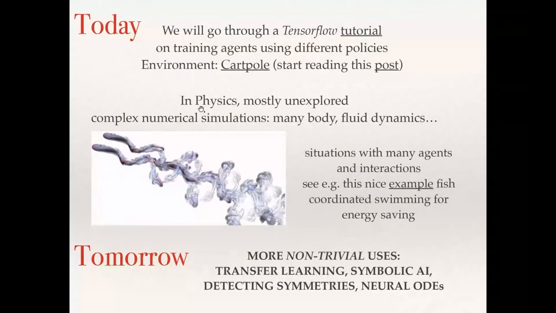In fact, in physics, this kind of reinforcement learning is mostly, I would say, unexplored. And it's only used in complex numerical situations, like for example, many body problems, fluid dynamics, and so on. In general, you apply reinforcement learning, you call it big guns if you want, when you have a situation with many agents and interactions, and you would like to optimize something.